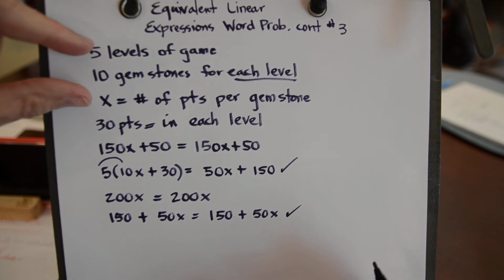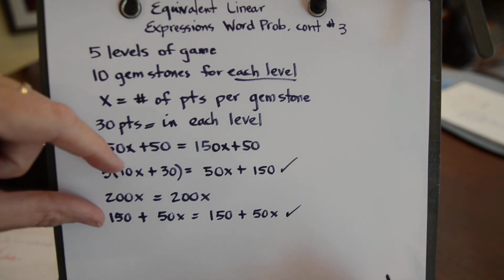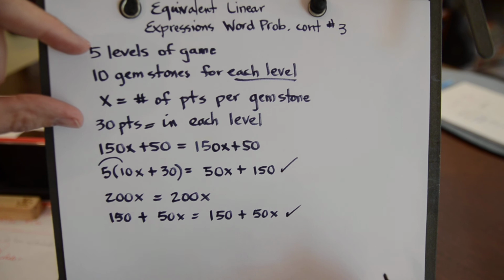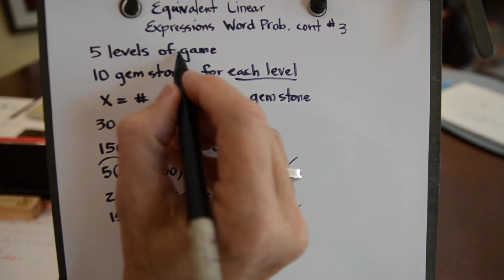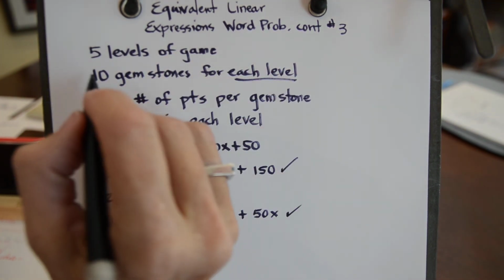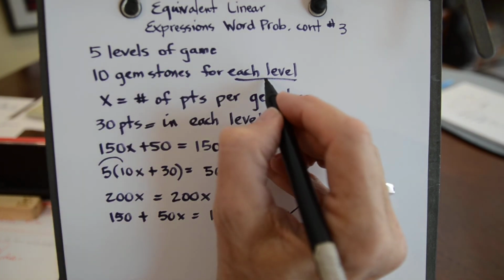We never even really tried to figure out our own equation up here. Sometimes it's easier to deal with the answer choices first rather than spending so much time on a timed test figuring out what your equation was. But let's go back and look. We've got 5 levels of the game. It says gemstones for each level. So I got 10 gemstones, and it said 5 levels, so that's what goes in there.